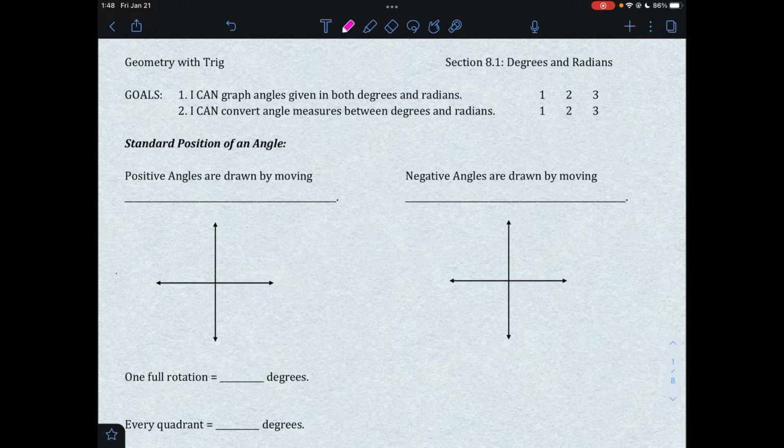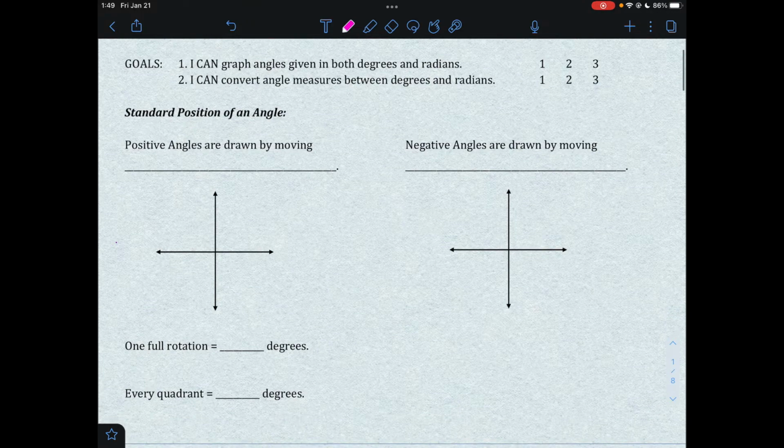Okay, today let's take a look at section 8.1, degrees and radians. Today is going to be our first look at another way of measuring angles, and that way is called radians. But before we do that, let's talk about angles. Up until now in geometry, every angle has been between 0 and 180 degrees. But in the real world, we can measure angles bigger or smaller than those numbers.